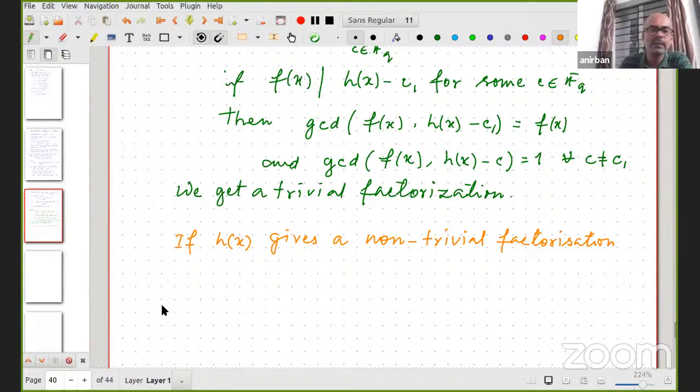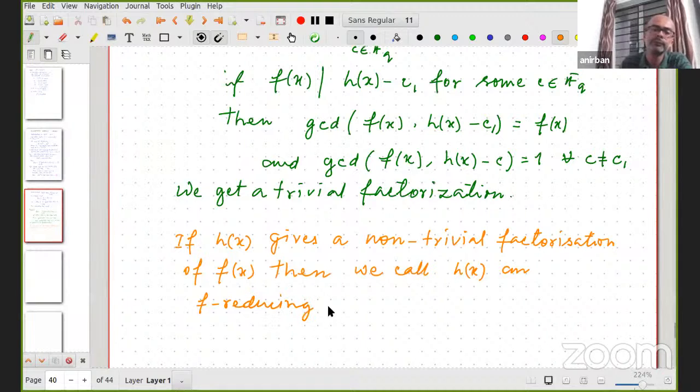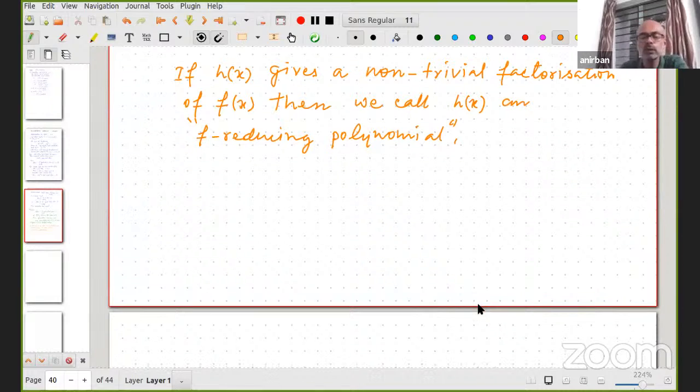First of all, we want to factorize in a non-trivial way. Only then can we look for irreducible factors. So if h(x) gives a non-trivial factorization of f(x), then we call h(x) an f-reducing polynomial. That's just going to be our name. Now we want to know how we find an f-reducing polynomial, an h(x) such that it gives a non-trivial factorization.